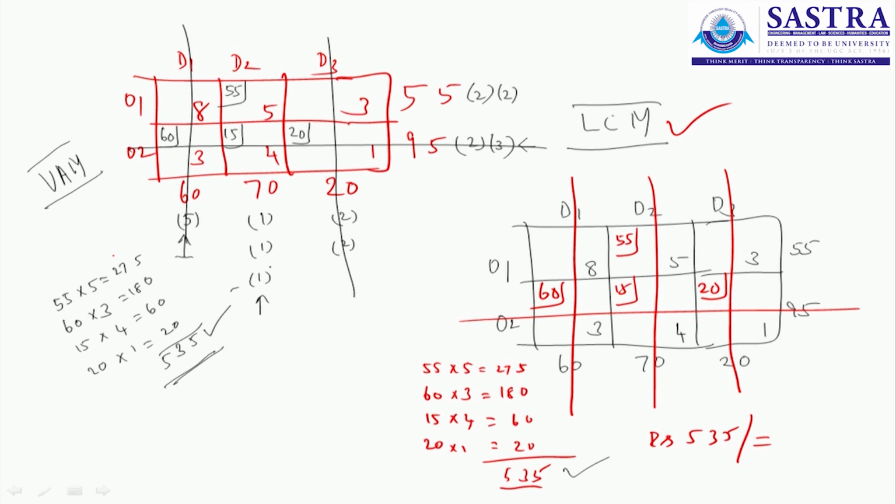So we will have one more transportation table of order 3 by 3, where we will have different answers for northwest corner rule, least cost method and Vogel's approximation method.